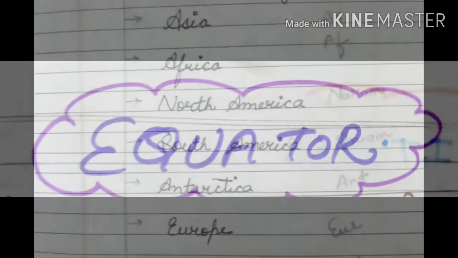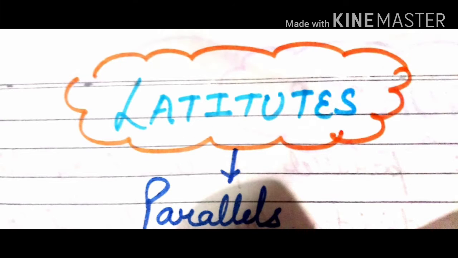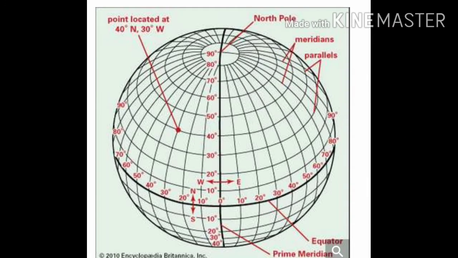Okay, now we will start a very interesting topic today, equator and latitudes. You know, there are several lines on the map in order to make it easier to locate places on it. What are these lines called? These are called imaginary lines. We draw these lines for our convenience.